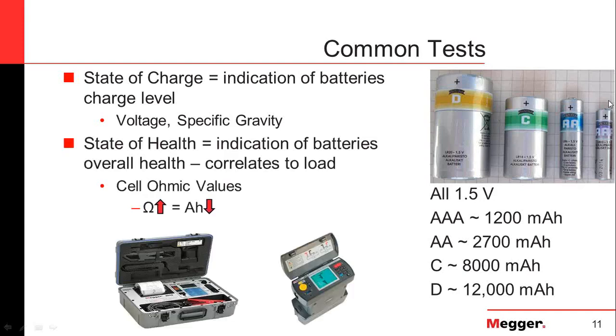So there's also state of health. Now, this is an indication of the battery's overall health, and it correlates to load. The value that we typically use for these measurements is my cell ohmic values. And the trend, how they relate, is that as my ohmic value goes up, my capacity or ampere rating tends to decrease. And I have a couple of pictures there of our battery impedance test products called the Byte series that we use for that measurement.